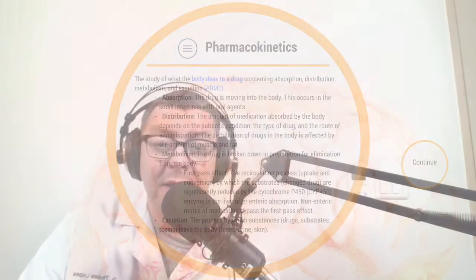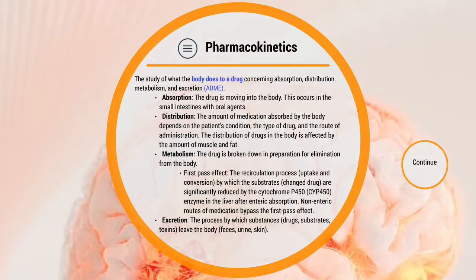Anyone surprised here? No, right? If you have the protein bound, they can attach to your muscles, or the amount of fat obviously affects your distribution. Now, when it comes to metabolism, the drug is broken down in preparation for elimination from the body. And that comes with the first pass effect.